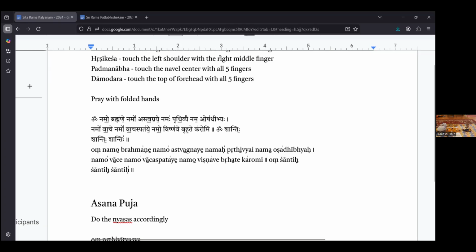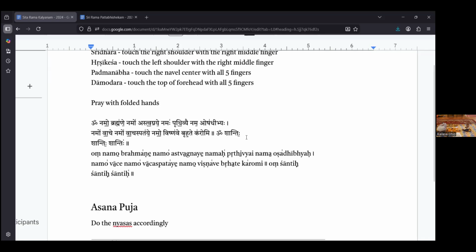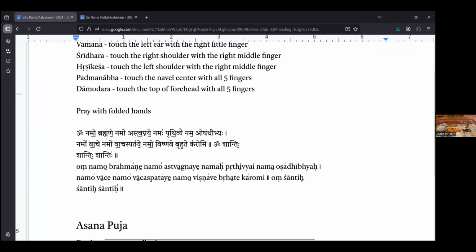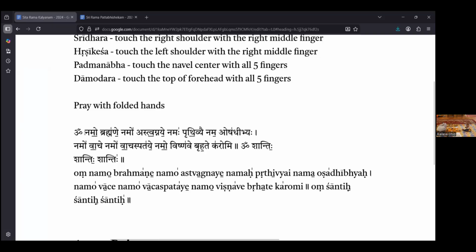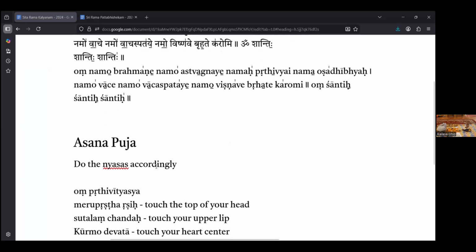Okay. So next, have your hands in the Namaskar Mudra. This is a prayer, a Shanti mantra. Please have your hands in the Namaskar Mudra. Om Namo Brahmane Namo Astvagnaye Namah Prithivye Nama Aushadhibhyah Namo Vache Namo Vachaspataye, Namo Vishnave Brihate Karomi, Om Shanti Shanti Shanti.